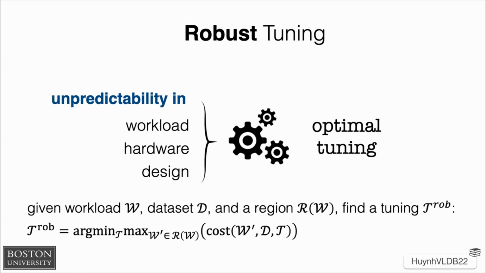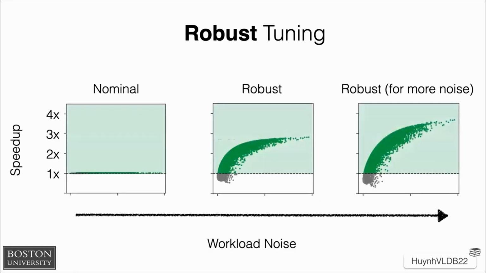So this is essentially a min-max problem, and it gives some interesting results. For example, as we're increasing the workload noise, here the x-axis, we can see that while the nominal tuning cannot achieve any speedup, as there's no change really when there is noise, the robust type of tuning actually gets a higher benefit the higher the noise is, up to 3x or even 4x if we anticipate higher noise, and higher noise comes.